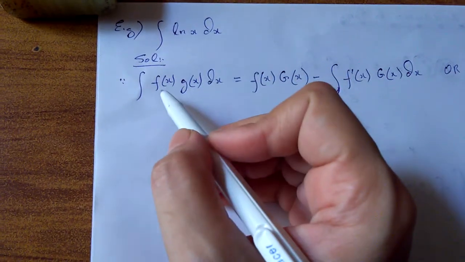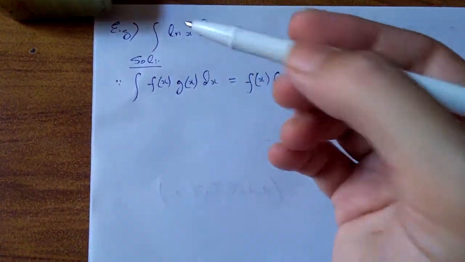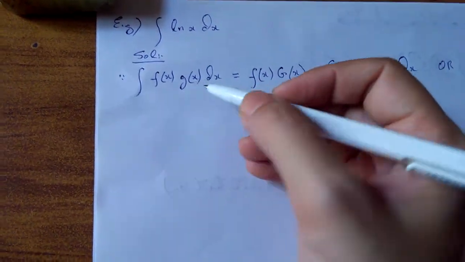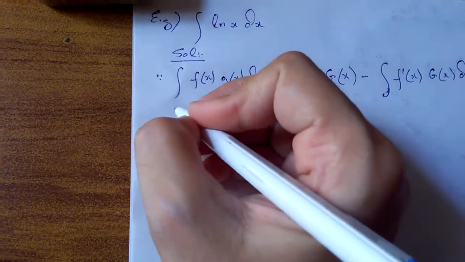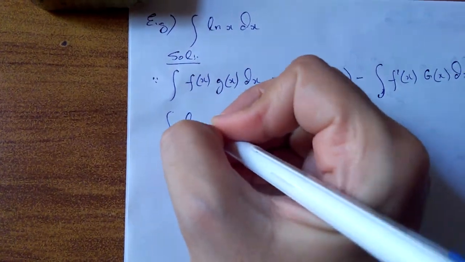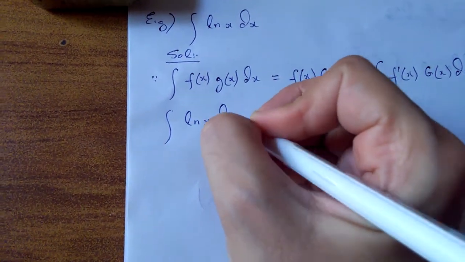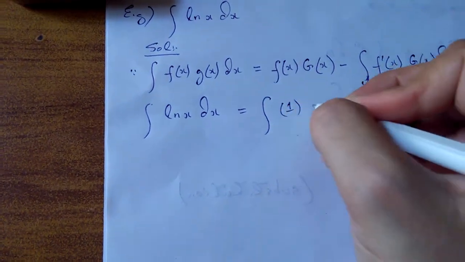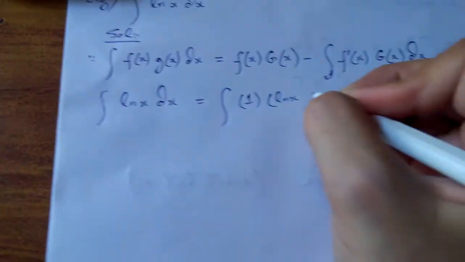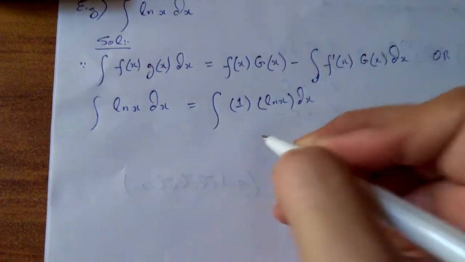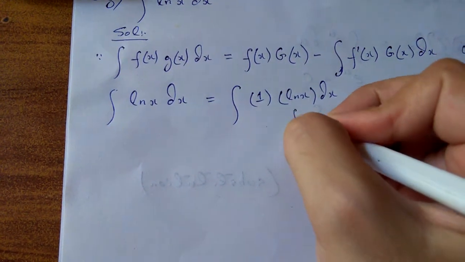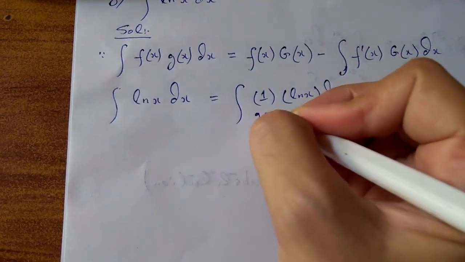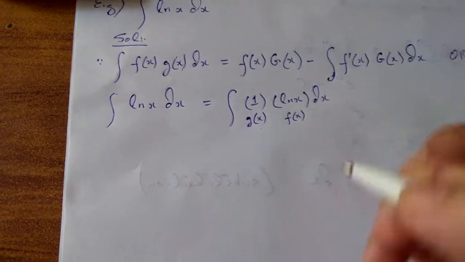I just take that function as my f of x, and the function whose integral I have to take out while performing integration by parts, I just take it as my g of x. Okay, so over here, if I try to further portray this integrand, I can write it like this. So over here, this function whose derivative I have to take out is going to be my f of x, and this function whose integral I have to take out, I just take it as my g of x.